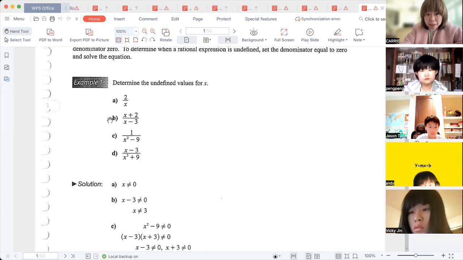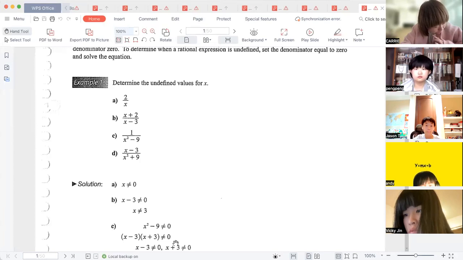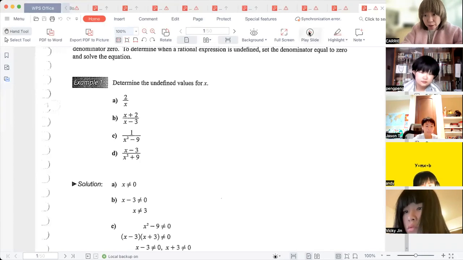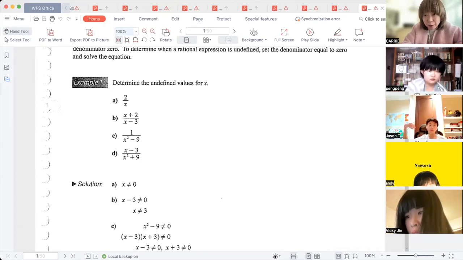For A, B, C, D, there is also a part called what? Is it domain? Very good. Thank you. Domain and range. So when we're getting the domain, when we're getting the range.